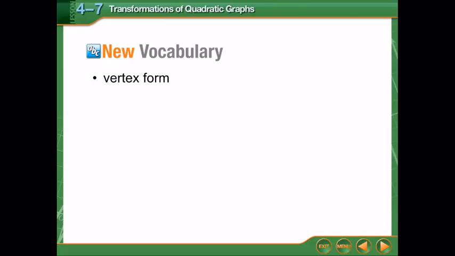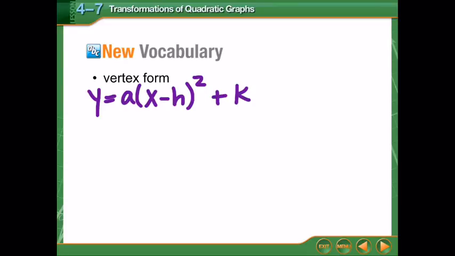Okay, so the vertex form of a quadratic function is y equals a times (x minus h) all squared plus k. And our goal is to get our quadratic equation to look like this. When we do, it's going to give us some important information about the graph of our quadratic function.